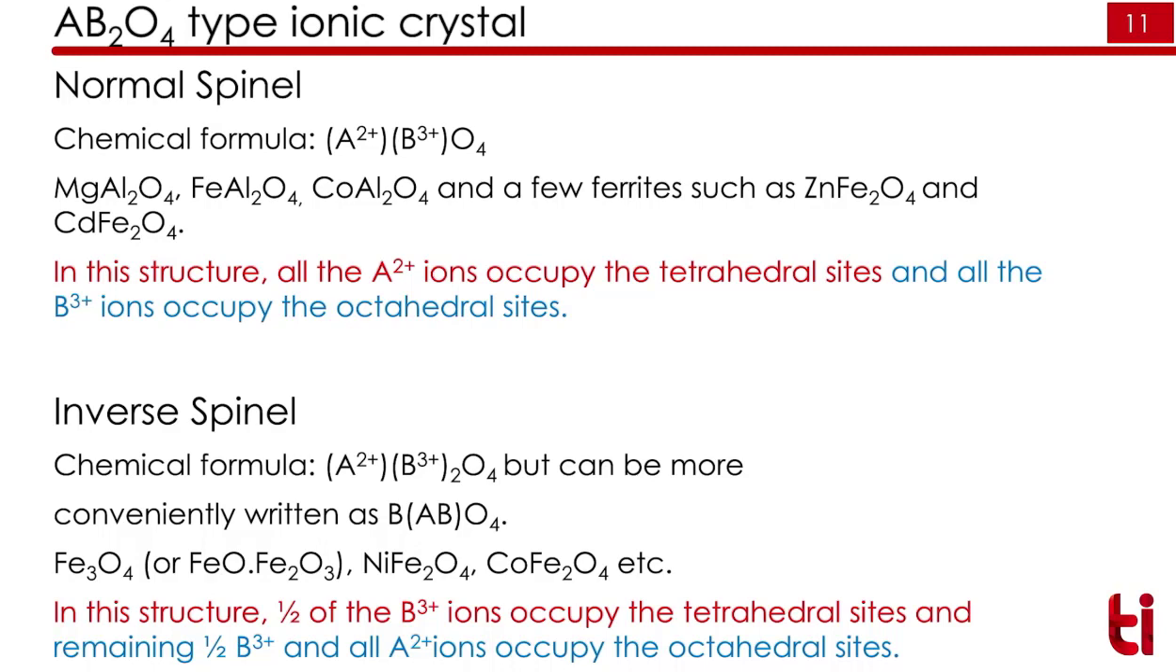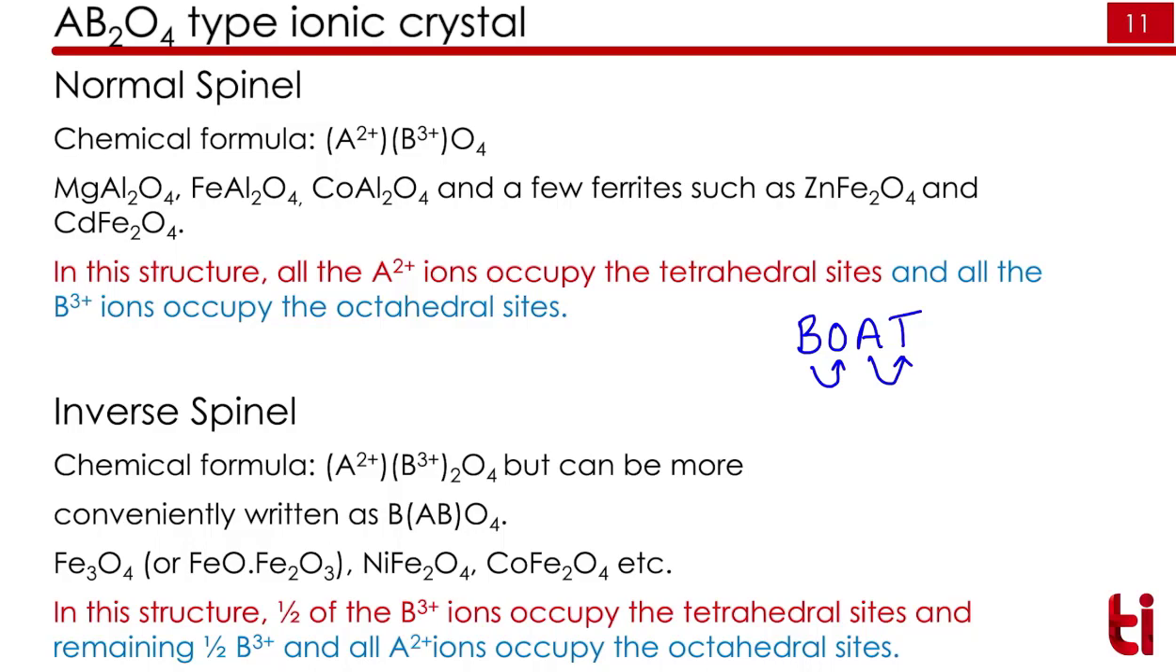In this we have two structures. One is called the normal spinel structure. Its chemical formula is A2+ B3+ O4. Typical examples are zinc ferrite ZnFe2O4, CoAl2O4, MgAl2O4 and so on. And here we see that all the A2+ occupy tetrahedral sites and all B3+ occupy octahedral sites. So how to remember this? You can write it in this form: BOAT. B occupies octahedral sites, A occupies tetrahedral sites, all.